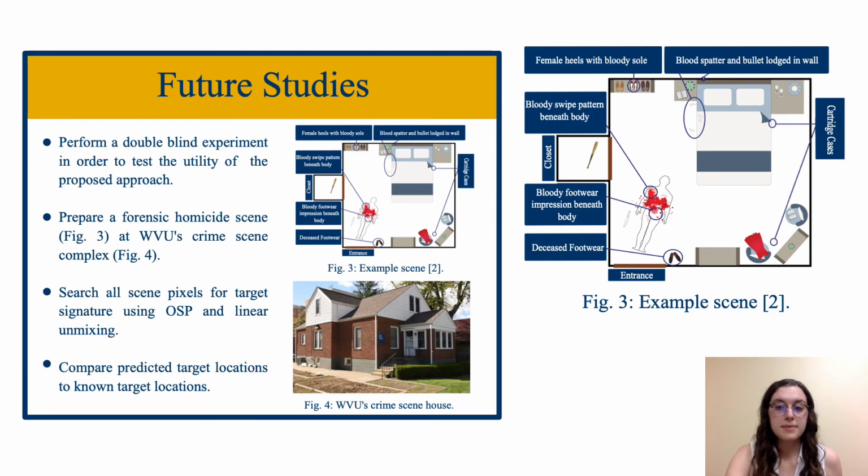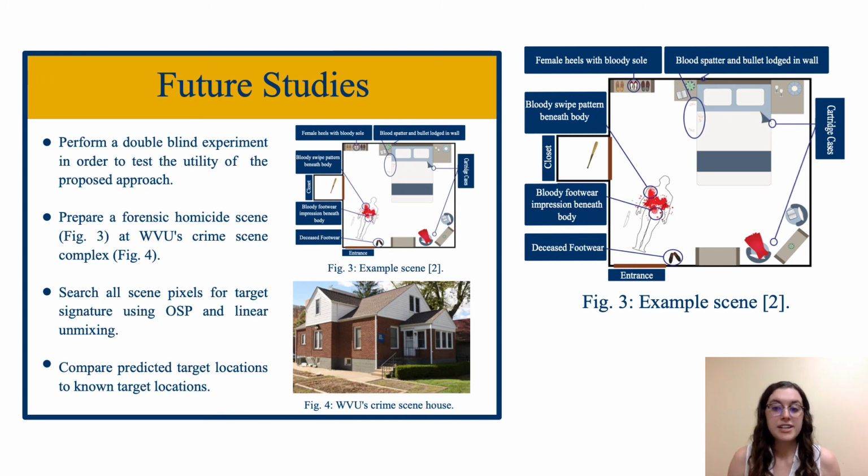Finally, a double-blind experiment is intended. The next step is to perform this experiment, in which a mock homicide crime scene will be set up in the WVU crime scene house complex. An example scene is illustrated in figure 3. This mock scene will be set up by another research analyst, so I am completely unaware of what the scene will look like or where the bloodstains and deposits will be situated in the overall crime scene before I go in.